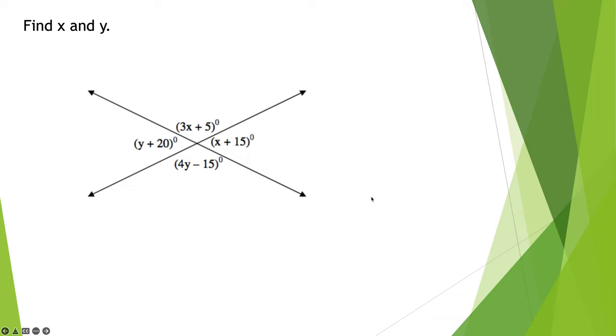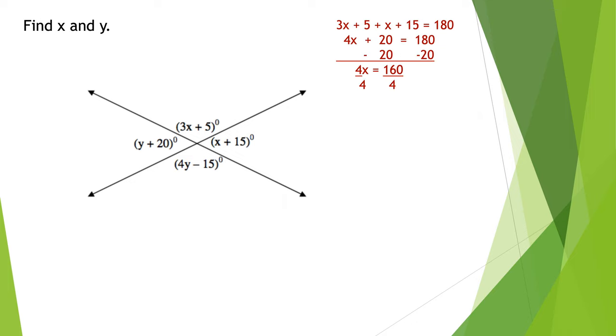Let's find x and y, a little more of a kick-it-up-a-notch element on vertical angles. Okay, so I guess we'll find x first. What I notice about the x relationship is that the two angles are adjacent, meaning they're next to each other, they share a side, and they make up a straight line. So that means they're supplementary, adding up to 180. So 3x plus 5 plus x plus 15 is 180. Same side, same operation, that is combining like terms. 4x plus 20 is 180. Subtracting the 20, 4x is 160, dividing by 4, and I get 40. So we know the x value is 40.